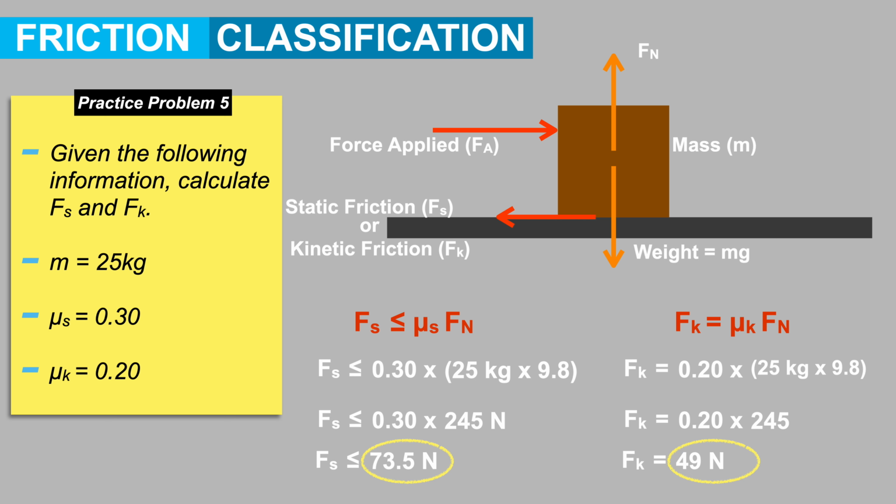If the force applied exceeds 73.5 Newton, static friction no longer exists because the box is now in motion. This means we now have Fk, or kinetic friction, which will be the value of 49 Newton for this example. As long as we continue applying a force greater than 73.5 Newton to this box, the value of kinetic friction will always be 49 Newton for this example.